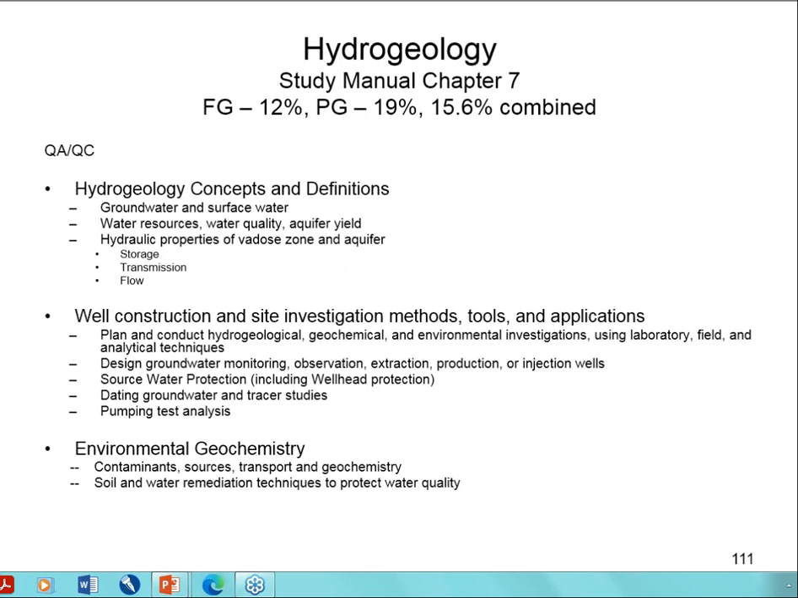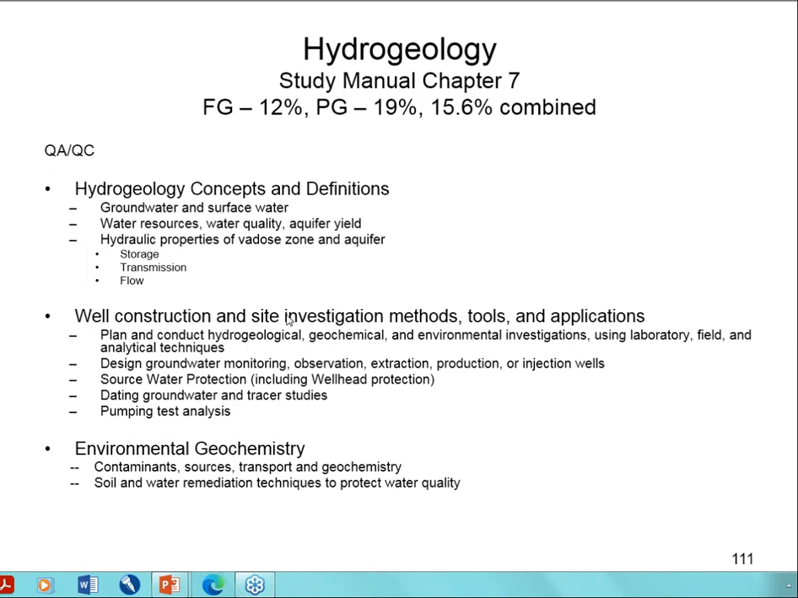FG and 21 on the PG. That's a total of 39 questions, so there's a heavy emphasis on this topic. Concepts and definitions are things that you would find on the FG for the most part. And looking at things like water quality, aquifer yield, hydraulic properties of an aquifer.